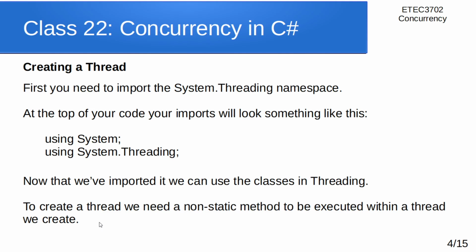So to create a thread, we need to have some non-static method to be executed within a thread. So in other words, something like a function needs to be called. But in our case, that could be a method that's in a class. But if it is in a class, it needs to be either a static method, or if it's a non-static method, it needs to be instantiated. It needs to be from an object that actually has an instance.